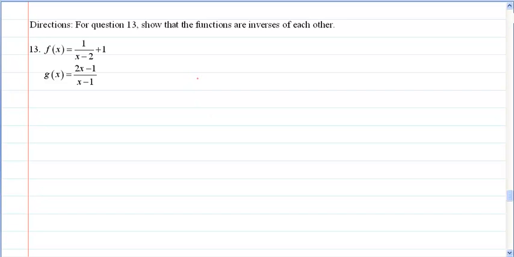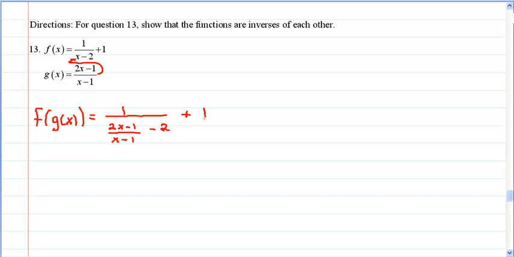For question 13, we want to show that the functions are inverses of each other. So to show that functions are inverses, we're going to start by finding f of g of x. And we want to make sure that f of g of x is equal to x. So I'm going to take my function g and substitute the entire function into x. So I have 1 over, instead of having x minus 2, I have (2x minus 1) over (x minus 1) minus 2, and then I have a plus 1 on the outside.